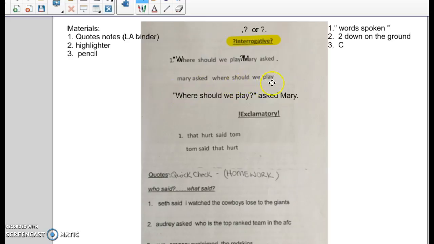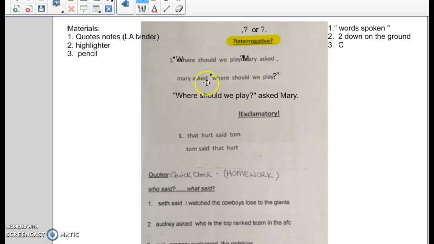Mary asked, where should we play? Step 1, words spoken. She asked, where should we play? We put the quotes around where should we play. Step 2, two down on the ground. Well, which part is actually the question? Are we saying Mary asked? Is that a question? Or where should we play? The question is, where should we play? That's where our question mark goes. That's one down on the ground.